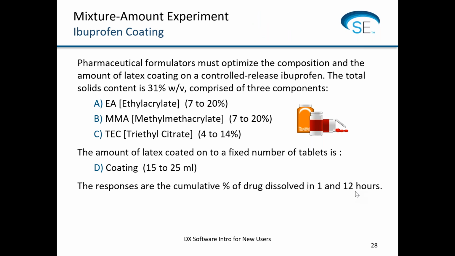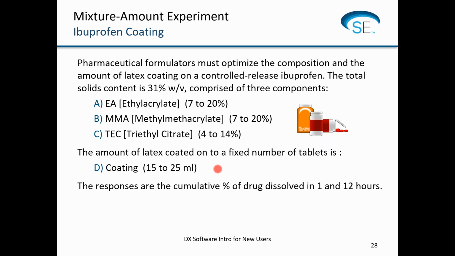Here we're going to make an ibuprofen coating. We're trying to make a timed release ibuprofen tablet. We have 31% of the formulation that we're going to change. The rest, the 69%, is probably something like water or surfactants, but it's held constant. So we're going to work with just the 31%. We have 3 materials to play with in this coating. EA will go from 7 to 20%, MMA 7 to 20, and this one 4 to 14. We'll play within those ranges, but always sum to 31%.